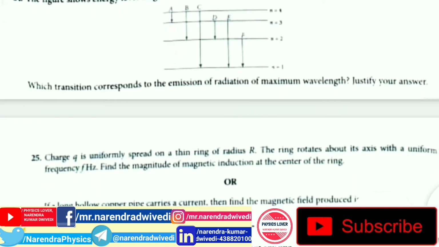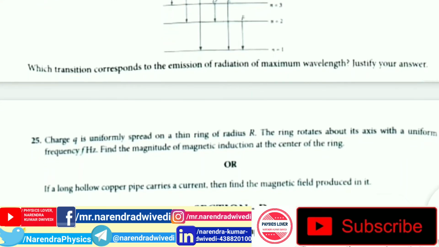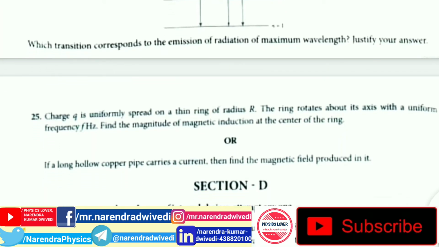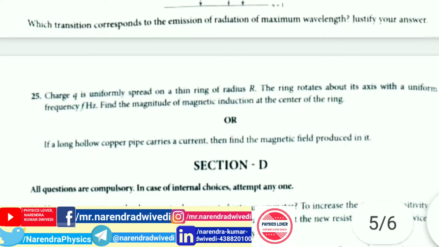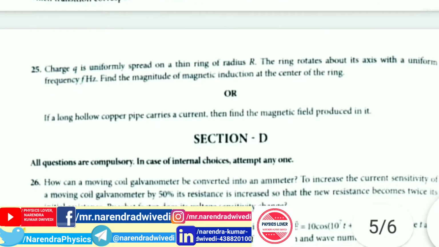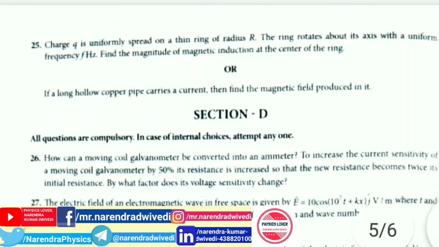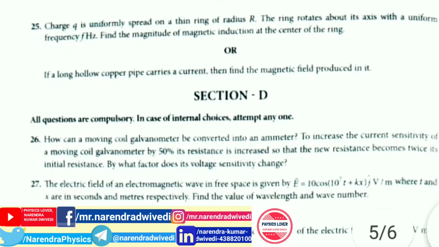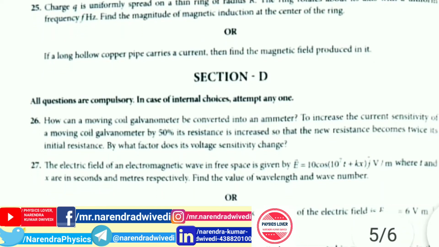Charge small q is uniformly spread on a thin ring of radius capital R. The ring rotates about its axis with a uniform frequency small f Hz. Find the magnitude of magnetic induction at the center of the ring. Or, if a long hollow copper pipe carries a current, then find the magnetic field produced in it.